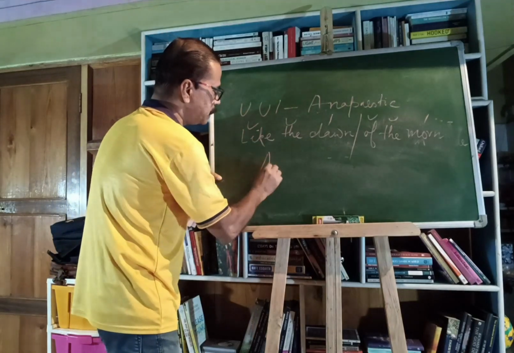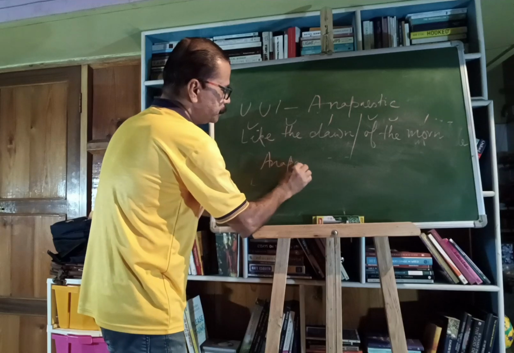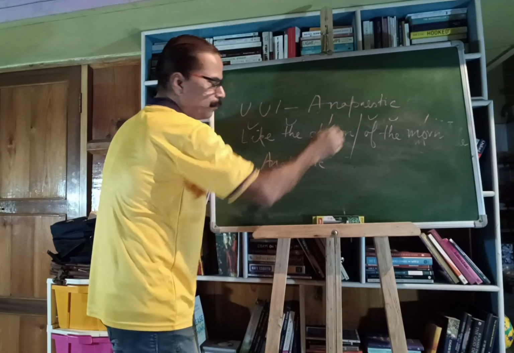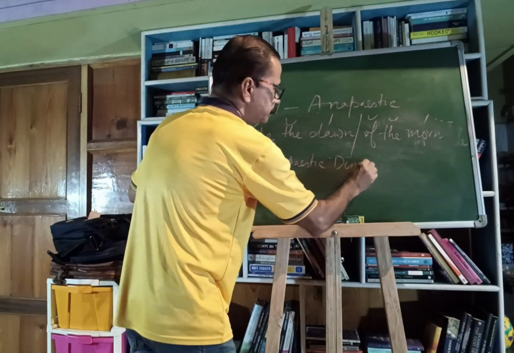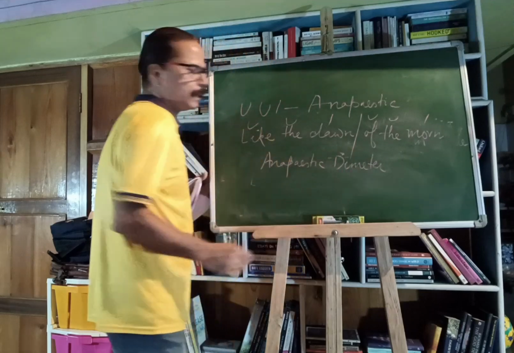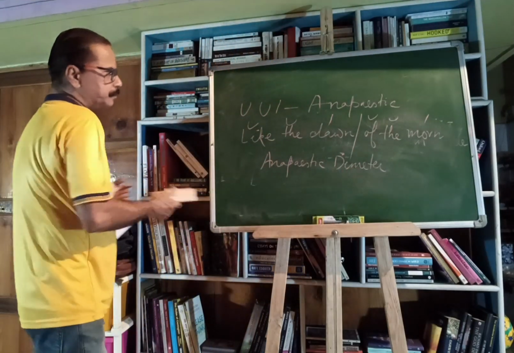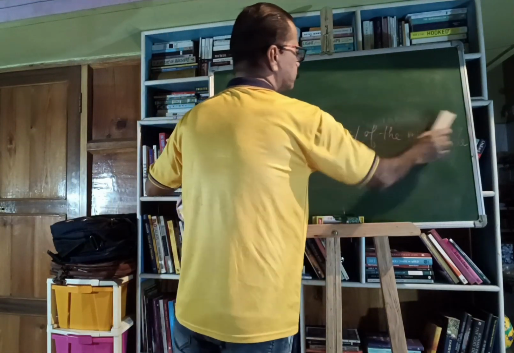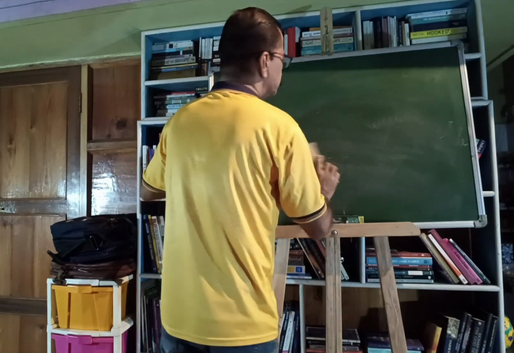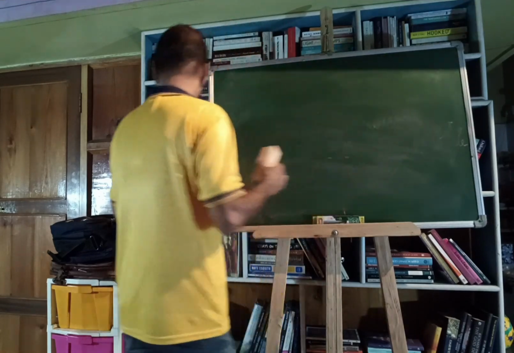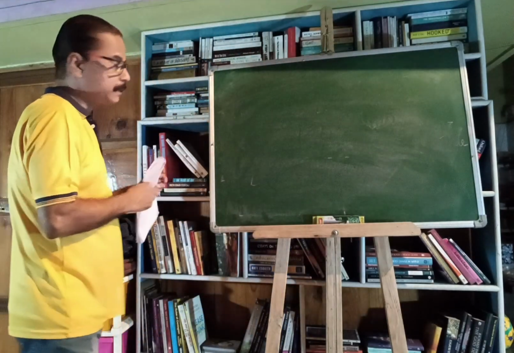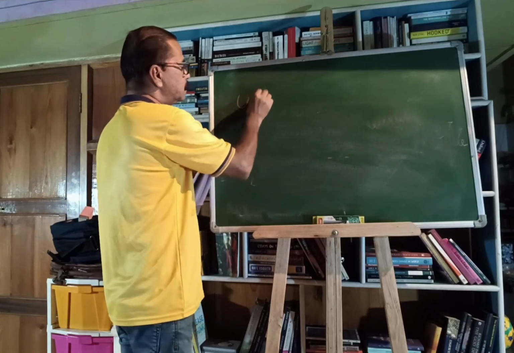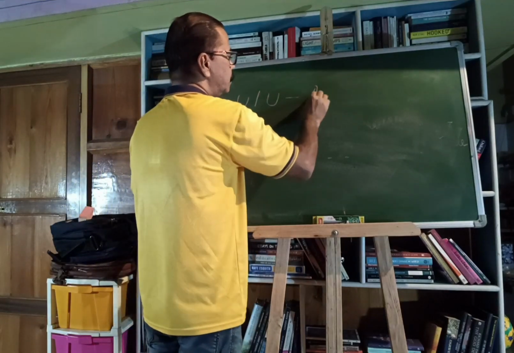So this is anapaestic, two feet again, so dimeter. Anapaestic dimeter. Now the final one: the pattern could be unstressed, stressed, unstressed, which is called amphibrach, or amphibrachic.